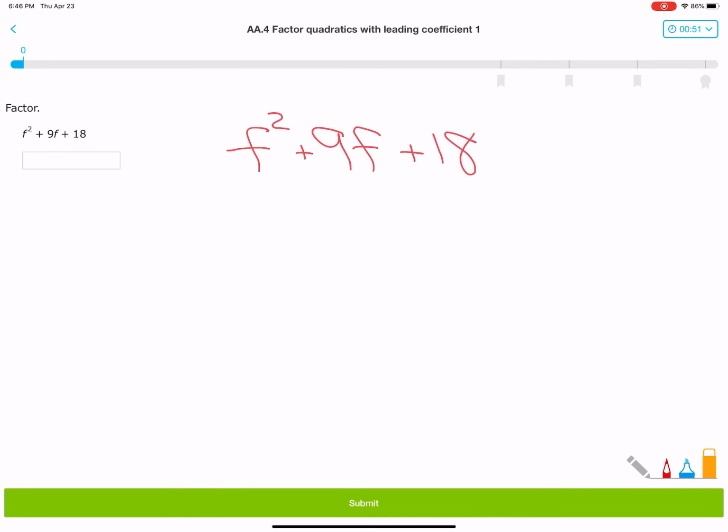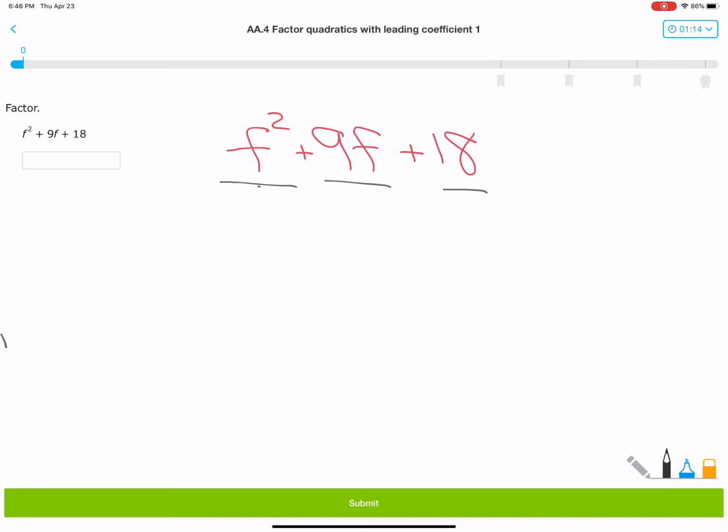All right, here's an example of some of the quadratics that I'm asking you to factor. These are actually called trinomials because there are three parts: f squared, 9f, and 18. That's why it's called a trinomial.